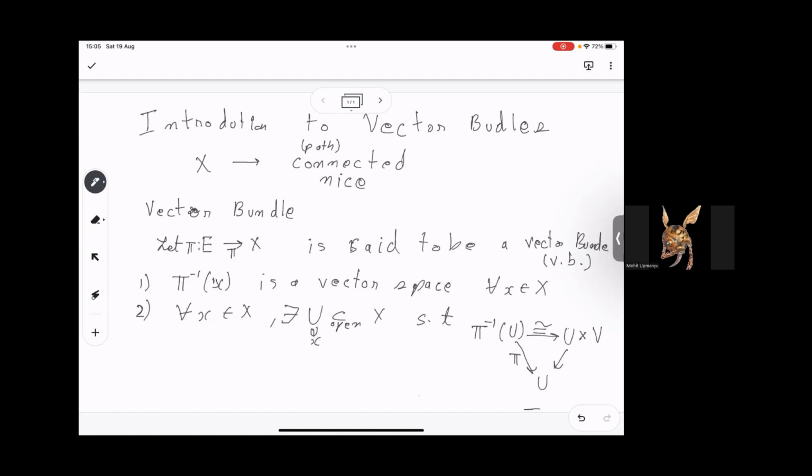Anything else? Oh, right. Another condition that we need to put is that phi is linear when restricted to every fiber. Okay, so that's the definition of a vector bundle.